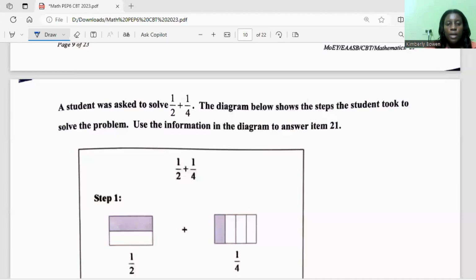All right, so let's get back to the paper. We're going to be looking at questions 21 to 40. For number 21, it says a student was asked to solve half plus a quarter. The diagram below shows the steps the student took to solve the problem. Use the information in the diagram to answer item 21.